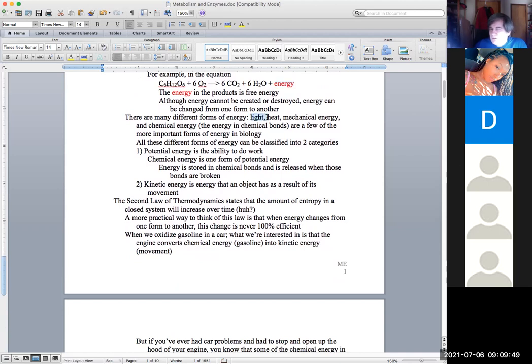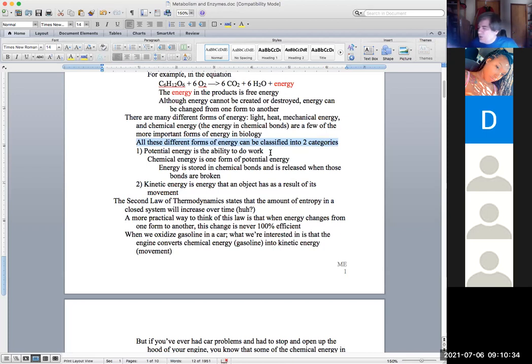Now, there are a lot of different forms of energy. Light is one form of energy, heat, mechanical energy, which is sometimes referred to as energy of movement, chemical energy, the energy that's in the bonds. These are some of the main ones that we'll come across in biology, but there are other forms as well. Now, all the different types of energy can be subdivided into just 2 categories. When we look at energy, energy is either potential energy or it's kinetic energy.